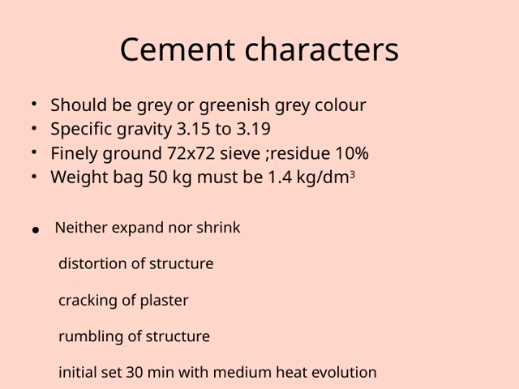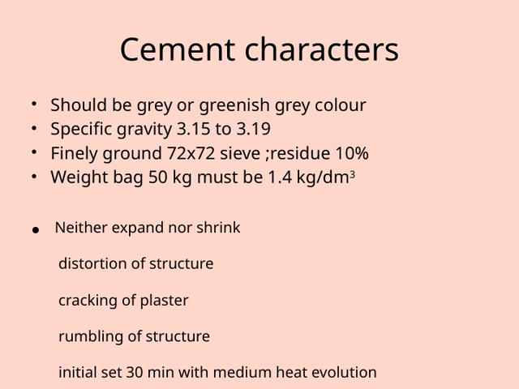Let's talk about the cement characters, which are quite important for understanding the quality and performance of our concrete. First, the color of cement should be either gray or a greenish gray. This is a key indicator of its composition and quality. Next, specific gravity is an important property. It should range between 3.15 and 3.19. This tells us about the density and the quality of the cement particles.